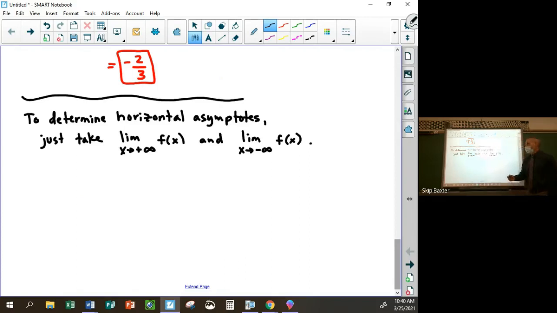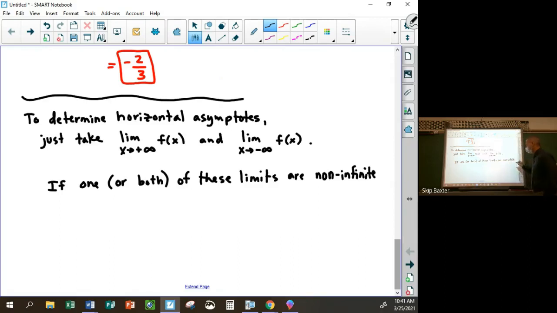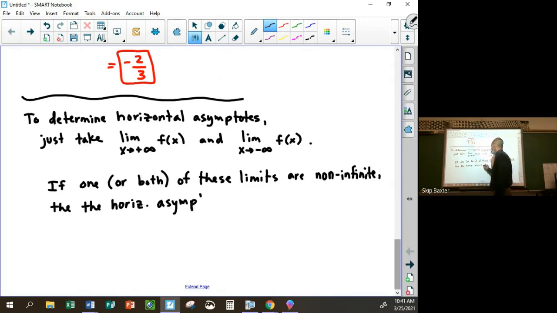How could I say that in a nice way? If one or both of these limits are non-infinite, right? So either 0 or a number, then the horizontal asymptote(s), and I'll put the S in parentheses because there might only be one or there might be two. The horizontal asymptotes will be y equals whatever the limit is.